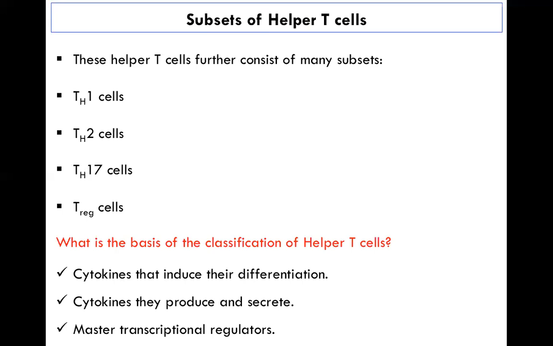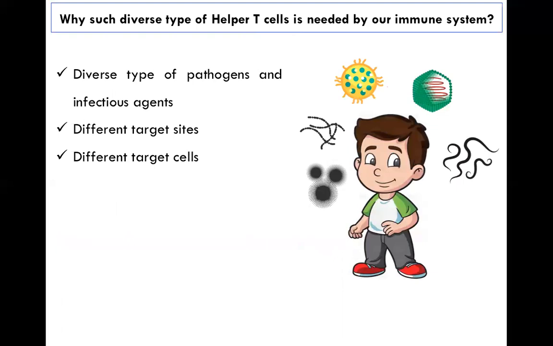In this lecture, we will discuss the four main types of helper T cells which we have already mentioned. These helper T cells differ from each other in several ways. As we know, they produce different kinds of cytokines, they are differentiated by different kinds of cytokines, and they are regulated by certain transcriptional regulators. Now, the first question before starting the subtypes. Let's try to answer this question.